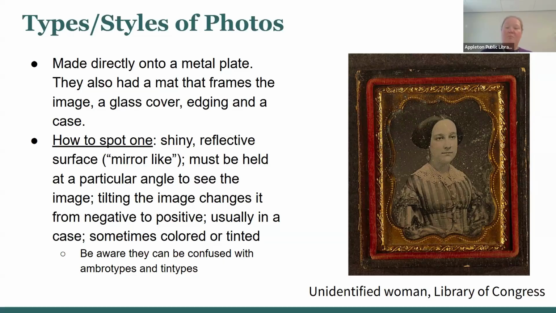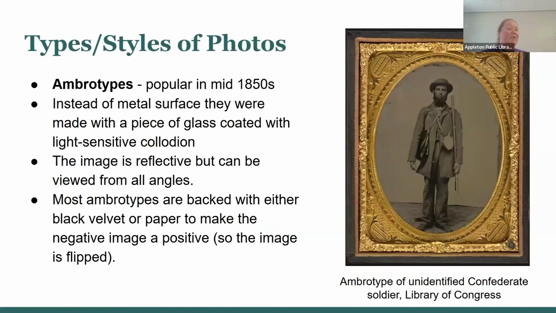But of course, they can also be confused with these other two types, the ambrotypes and tintypes, because they look very similar. So this is an example of an ambrotype. So you see it looks very similar. These were more popular in the mid 1850s, so a little bit after those daguerreotypes. Instead of the metal surface, they were made with a piece of glass that was coated with some sort of light-sensitive, again, I'm going to butcher this name, collodion, I think it is.